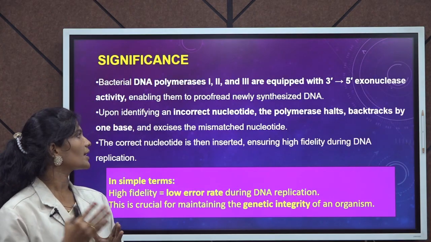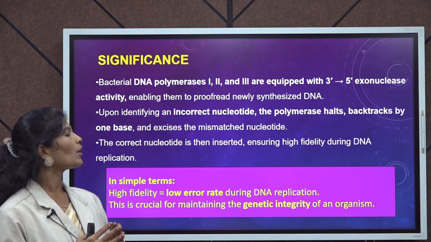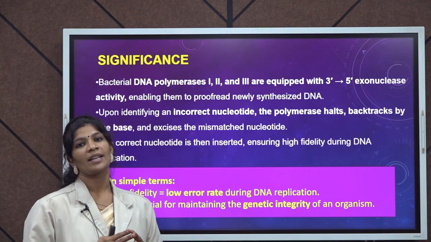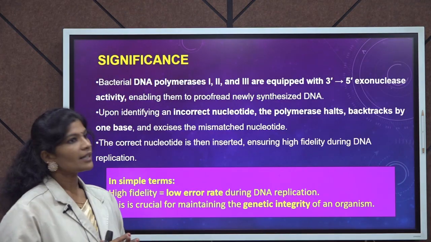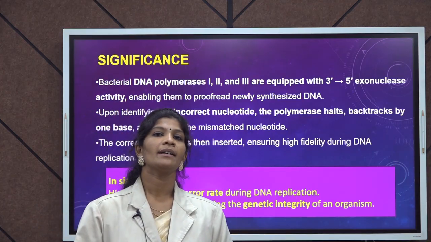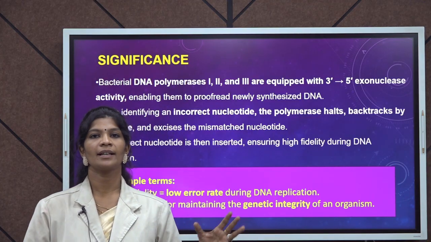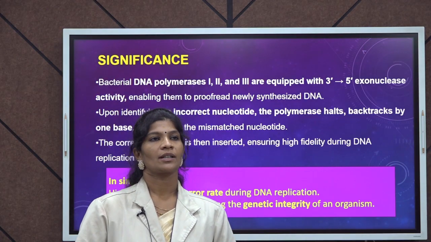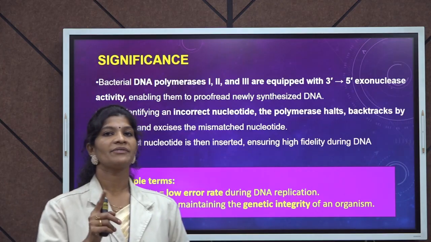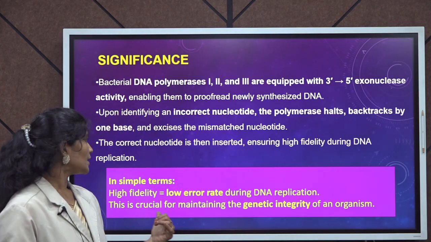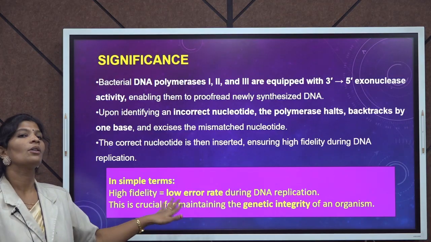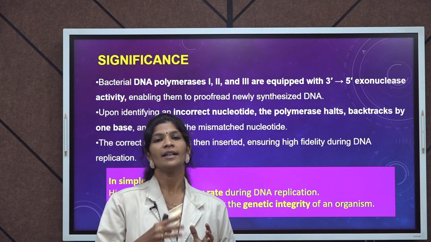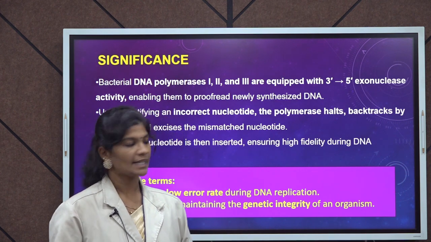So, proofreading activity is very significant and it is carried out by all three DNA polymerase enzymes in prokaryotes with 3' to 5' exonuclease activity. Whenever a nucleotide is incorrectly paired, it halts for a second, reverts back, removes or excises the nucleotide and pairs with the correct one. This is otherwise called the fidelity of DNA. In simple terms, high fidelity means a low error rate during DNA replication. This is crucially important in maintaining the integrity of an organism.